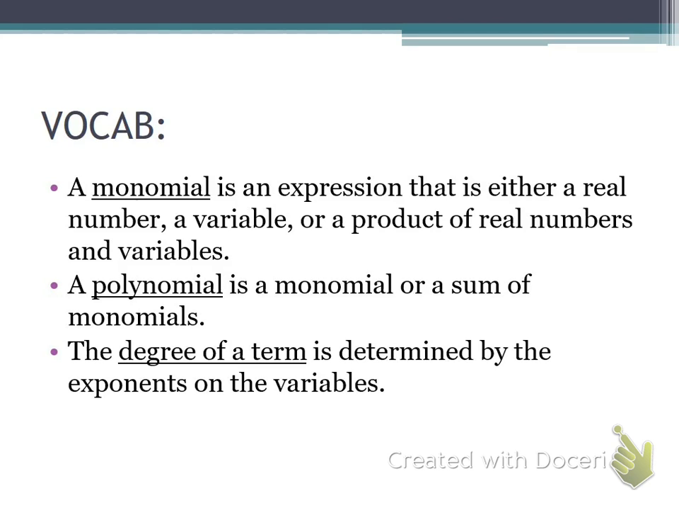The degree of a term is determined by the exponents on the variables. So when we talk about the degree, we look at the exponents. So we'll see other examples of this, but if you want an example to go in your notes here, a monomial would be something like 3 or y or 5x, something like this, just one term. Those are 3 different examples of monomials. A polynomial would be like if we were to add all of those together. 3 plus y plus 5x is an example of a polynomial.